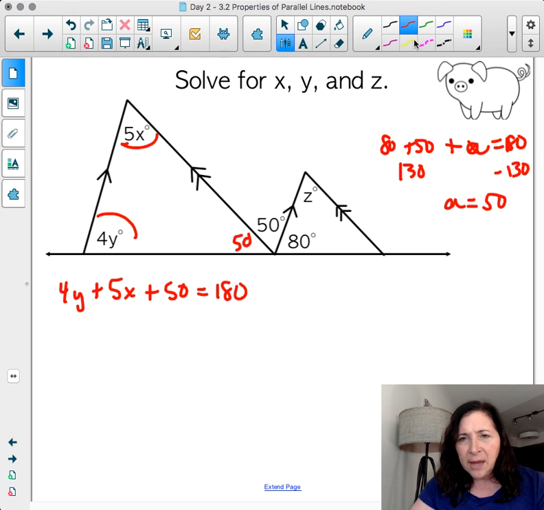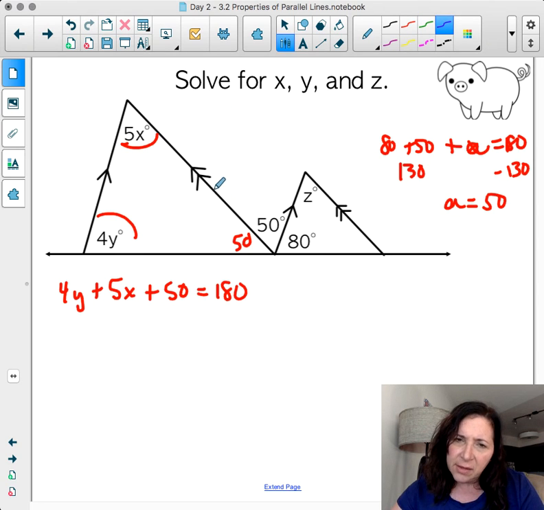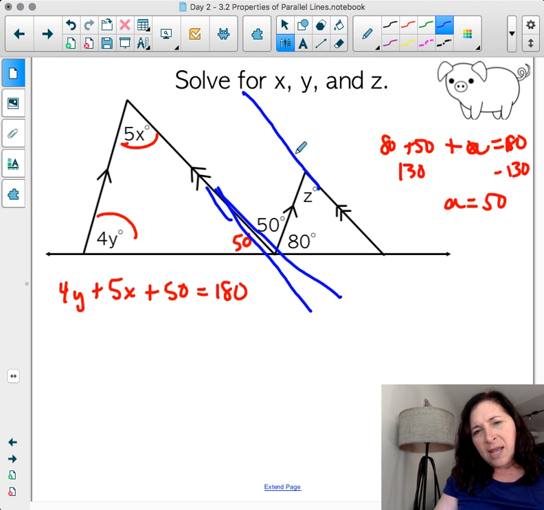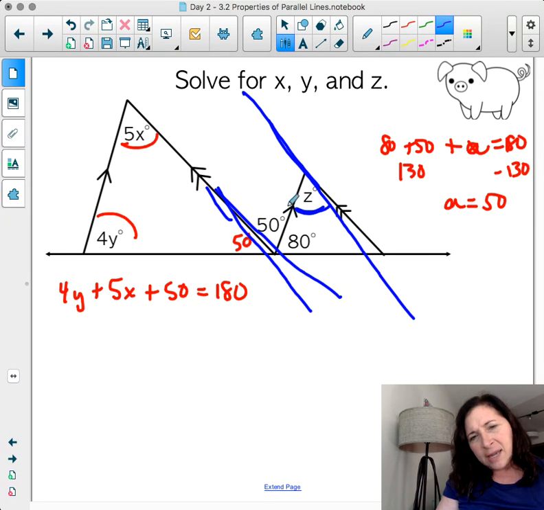What I want you to look at is this. You've got parallel lines. See these lines right here? This is parallel to this. So sometimes it's a really good idea to extend your parallel lines. It's hard to draw sideways, but I extended my parallel lines. And in doing that, I noticed that angle Z and this angle here are what we call alternate interior angles. So that actually means that angle Z is equal to 50 degrees.